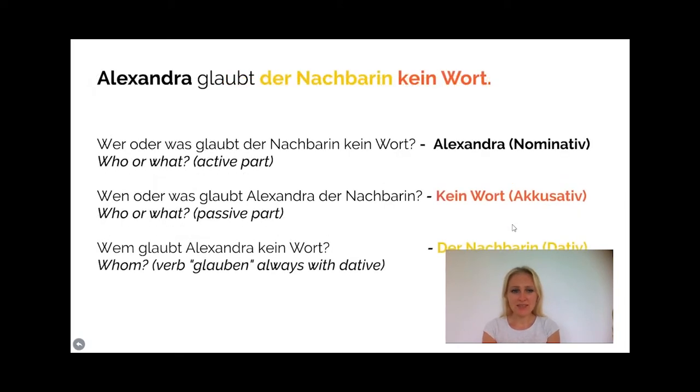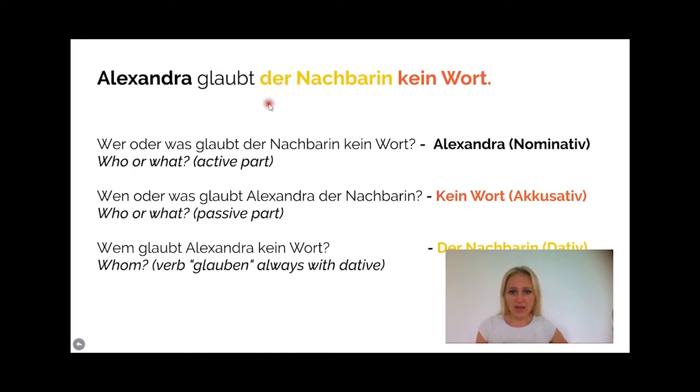Okay, so the next sentence, Alexandra glaubt der Nachbarin kein Wort, which means Alexandra doesn't believe or believes no word to her neighbor. Here, kein Wort, the negation, because we're negating the word completely. It's not even one word that she believes to the neighbor. So the case question for the nominative case here is, wer oder was glaubt der Nachbarin kein Wort? Right? Who or what doesn't believe a word to the neighbor. And it's the female neighbor, right? It's a Nachbarin, it's the female neighbor. But here, since we use the verb glauben, which is a dative verb, to whomever you believe needs to be put in the dative. That's why the article die has changed to der here.